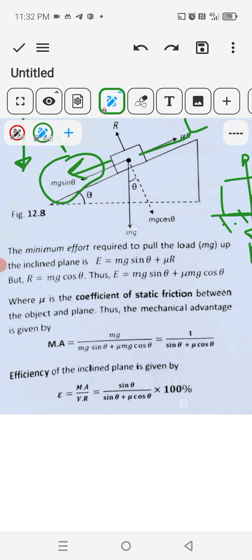Then this mu here is the coefficient of static friction between the object and the plane. So when there is friction, you always use mu. This mu is called the coefficient of static friction.